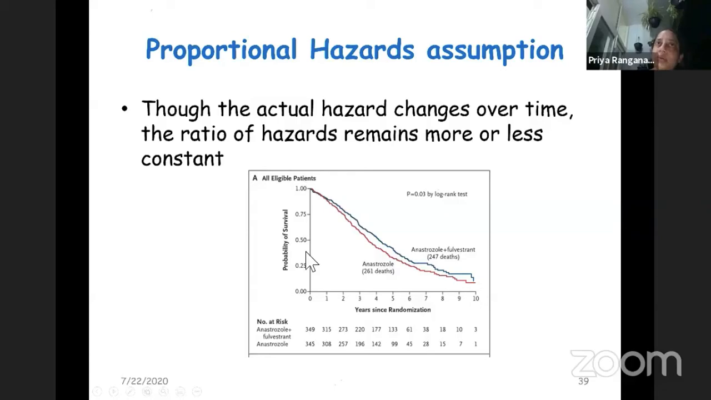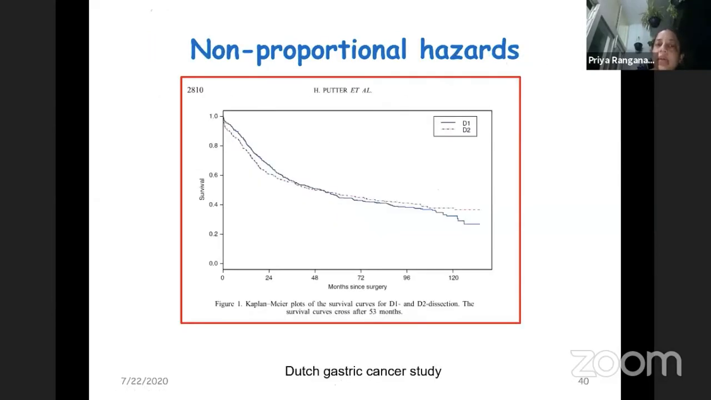What the statistical software does is it calculates the hazards in both these arms at multiple, almost infinite time points and averages out a hazard ratio. Sometimes this may not happen. The hazards may not remain proportional. Okay, let me show you an example.